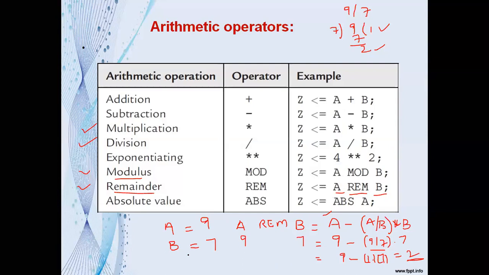Take another example. Let A be 12 and B be 8. This is the second example. What is the result here? 12 divided by 8: the quotient is 1 and the remainder is 4, right?